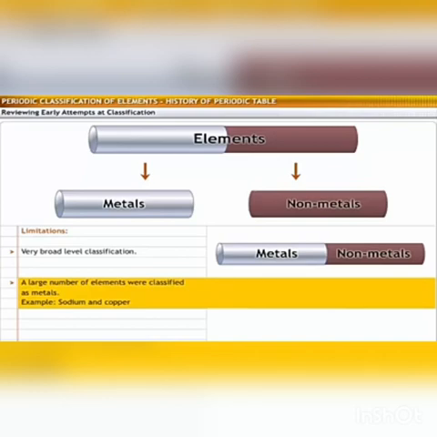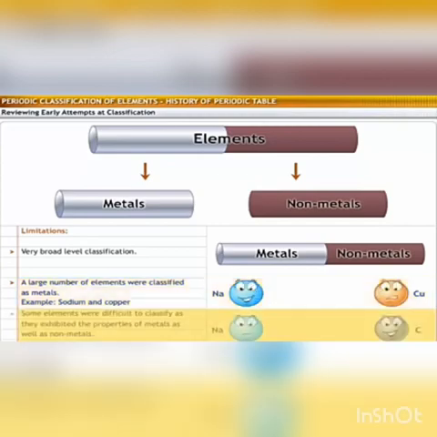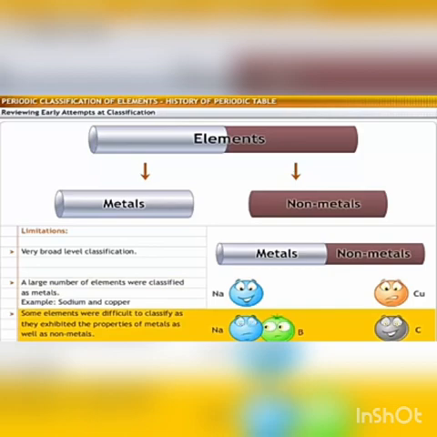For example, sodium and copper were both characterized as metals, but their chemical properties are very different. Some elements, such as boron, exhibited the properties of both metals as well as non-metals. It was difficult to determine how to classify such elements.